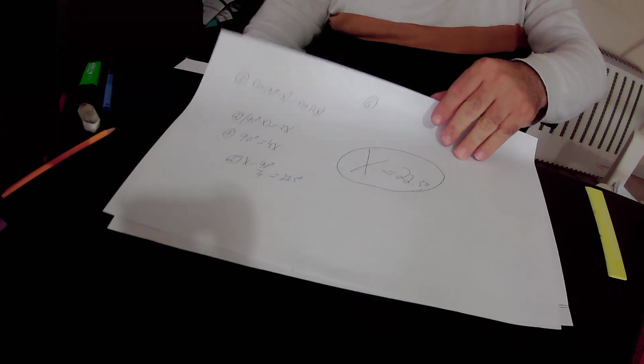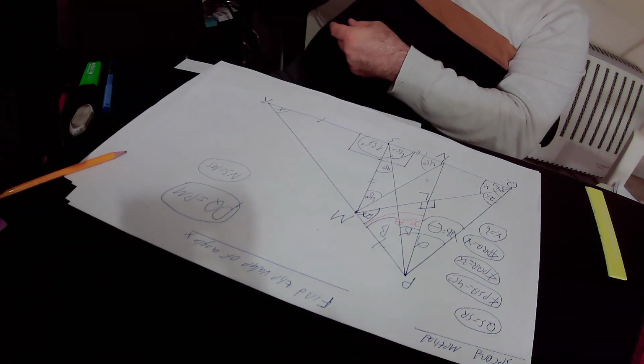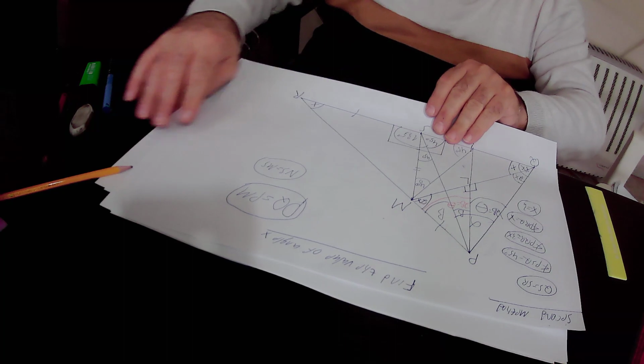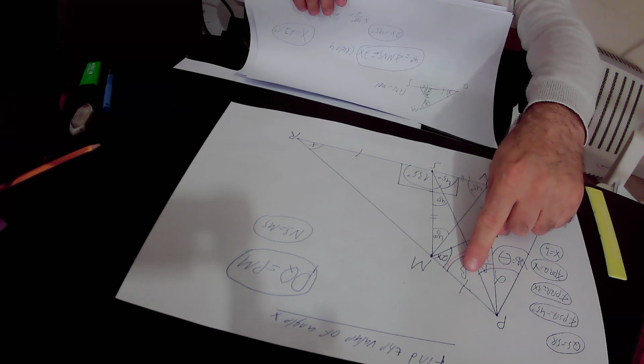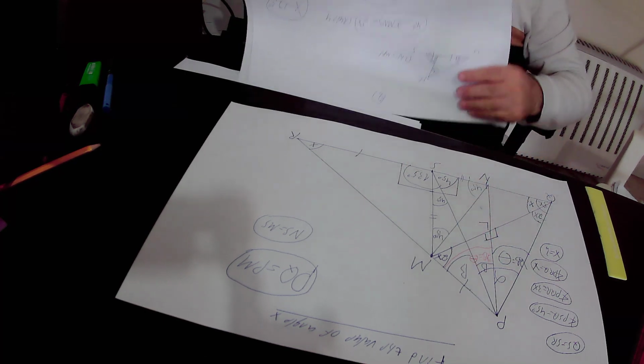So we finished with the second method, and then I presented to you how to find out the value of angle x according to the second method. According to the second method, here we define this angle as alpha, this angle as beta, and this angle equals 135 degrees.